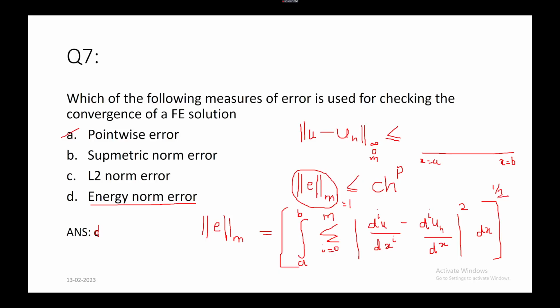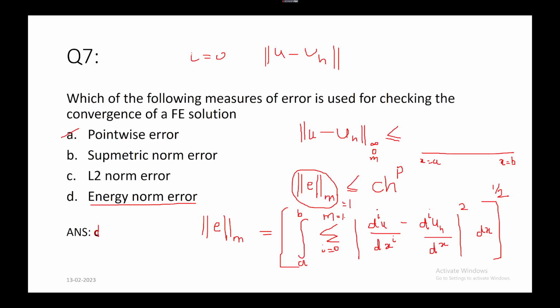Are you able to recall? This is the expression for energy norm. Correct, right? So if I put m equal to 1, for i equal to 0, what would this thing be? It will be just u minus u_h, because there is no differential at all. So for i equal to 0, it will be simply u minus u_h. That is your L2 norm.